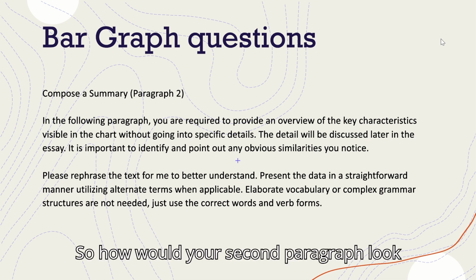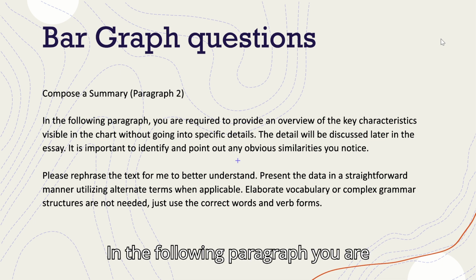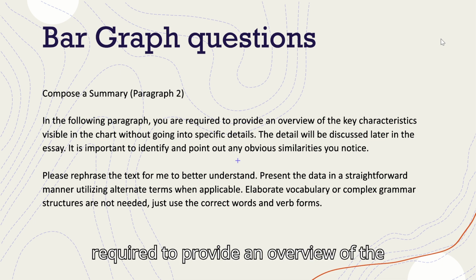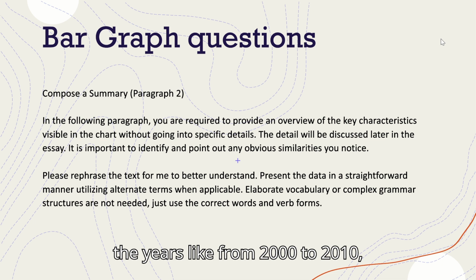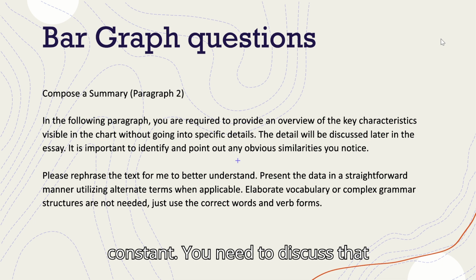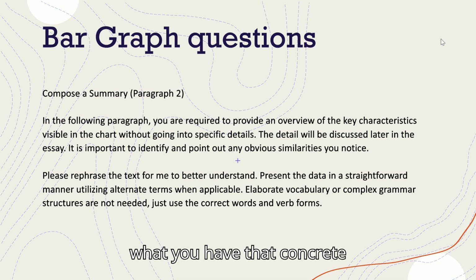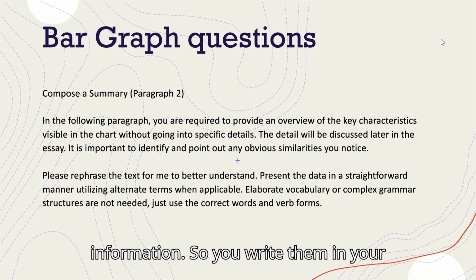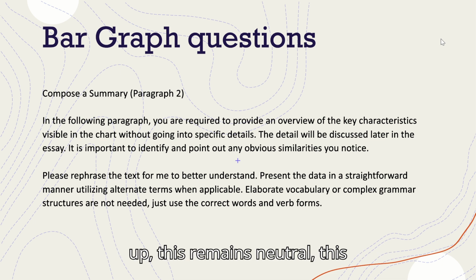So how would your second paragraph look? Let's compose a second paragraph. In the following paragraph, you are required to provide an overview of the key characteristics visible in the chart. When you see something has grown from the years, like from 2000 to 2010, something went up, down, or it remained constant, you need to discuss that. Whatever you analyze in those charts, you have that concrete information. So you write it in a detailed manner: this went up, this remained neutral, this went down.